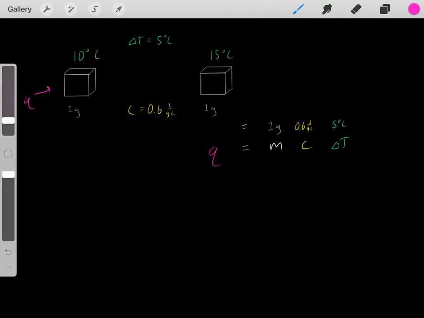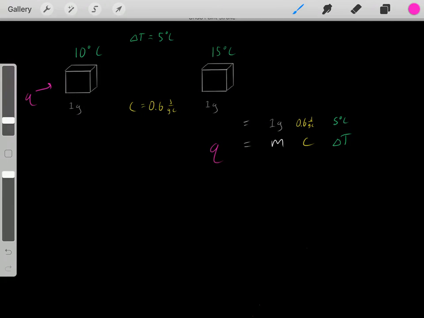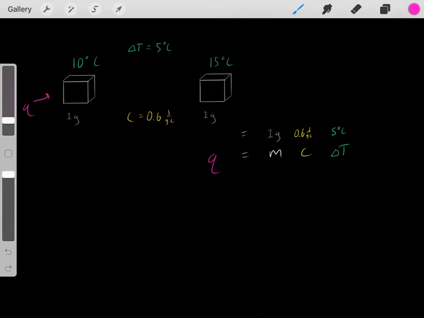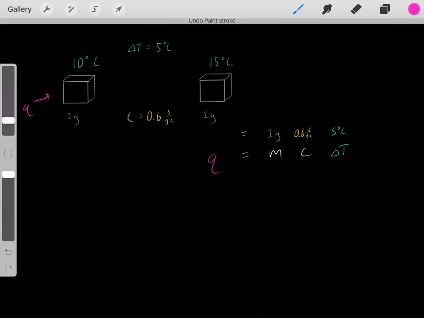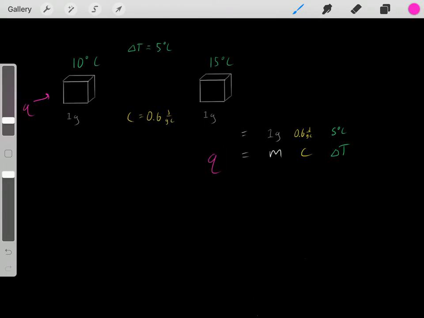We don't know how much heat, but we know we added a certain amount of heat, and we see its temperature increasing by 5 degrees Celsius. How much heat did we add? How can we determine exactly how much heat we must have added?